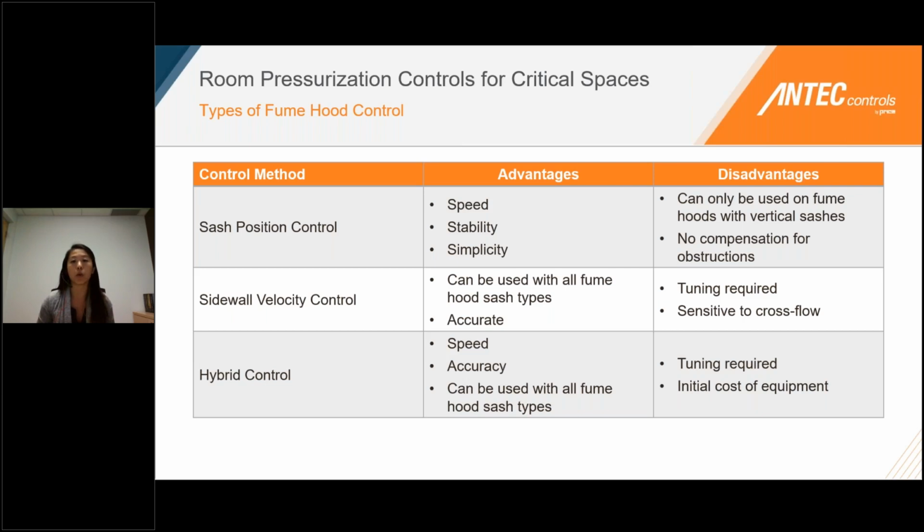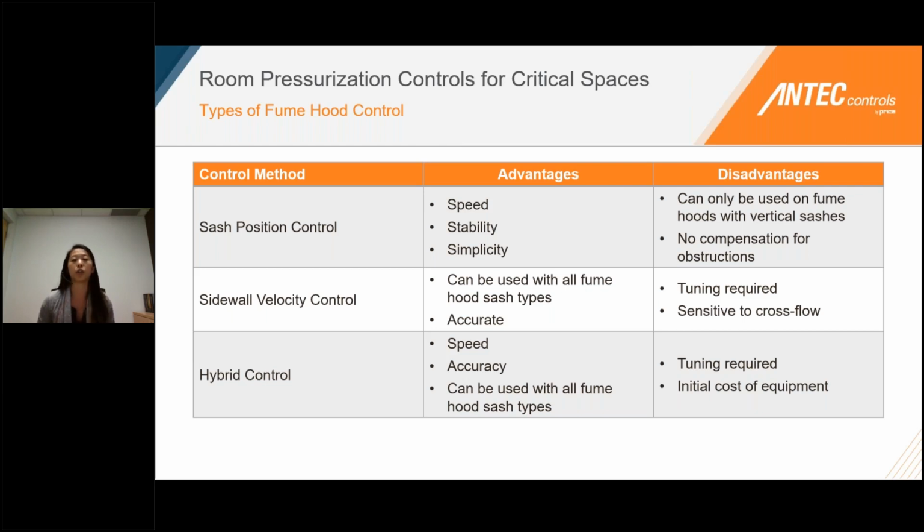So it is still the most common approach, again, with vertical sashes. And then we have sidewall velocity control. So some of the benefits is that it can be used with all different types of fume hood sashes, and it's also more accurate than sash position control since it's continuously measuring that face velocity.